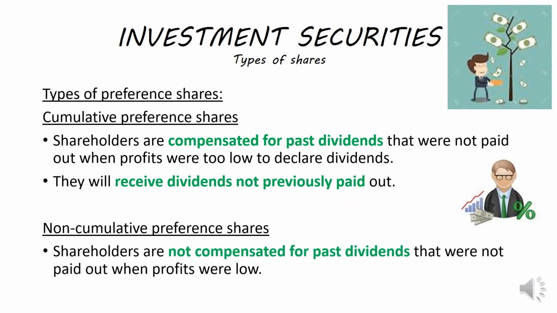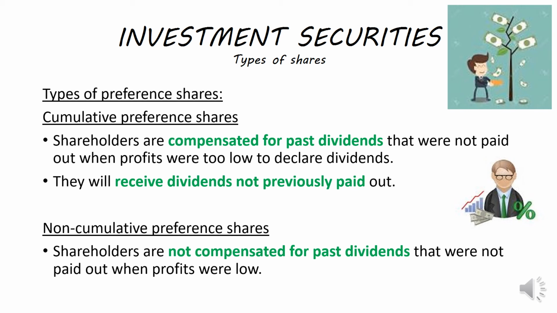With your non-cumulative preference shares, these shareholders are not compensated. Their dividends do not accumulate. So in years 1, 2, 3 and 4, when the company was not profitable enough to declare a dividend, the dividends that the non-cumulative shareholders were supposed to receive in those years fall away. If there's no profit to pay out dividends, they simply will not receive a dividend. Their dividends owing to them do not accumulate. They will never receive those dividends of previous years when the company was unable to pay out a dividend.